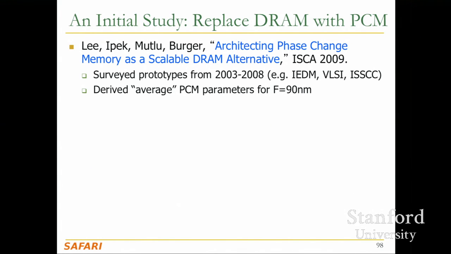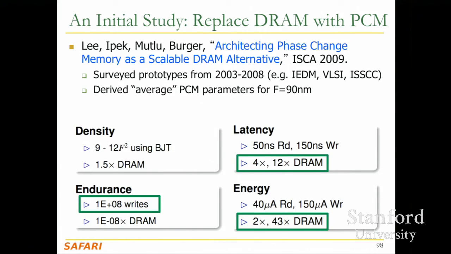So we did this study that was published in ISCA 2009, where we surveyed prototypes of phase change memory across many different device and circuit level conferences and tried to derive some parameters to use for a phase change memory at feature size 90 nanometers. This is actually a harder task than it sounds, because none of these papers agree with each other. But we derived some parameters that are reasonable, in my opinion. I can never be sure, but these are the latency parameters.